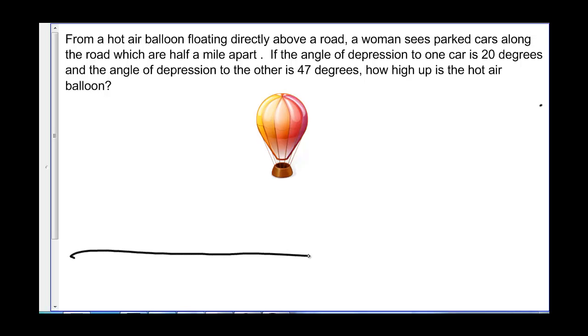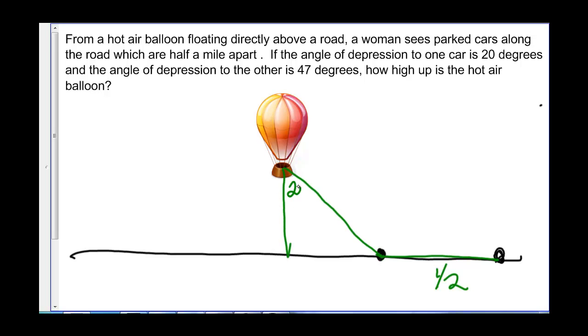From a hot air balloon floating directly above a road, so here's our hot air balloon, a woman sees two parked cars along the road which are half a mile apart. So here's one car, and here's the other car. And the distance between the two cars is half a mile. If the angle of depression to one car is 20 degrees, and the angle of depression to the other is 47 degrees, so that's 20, and this is 47. How high up is the hot air balloon?